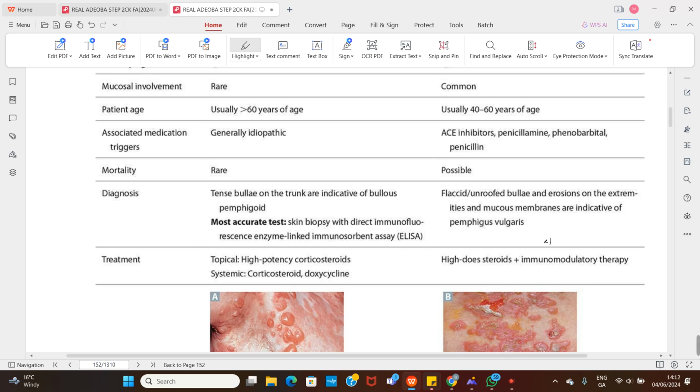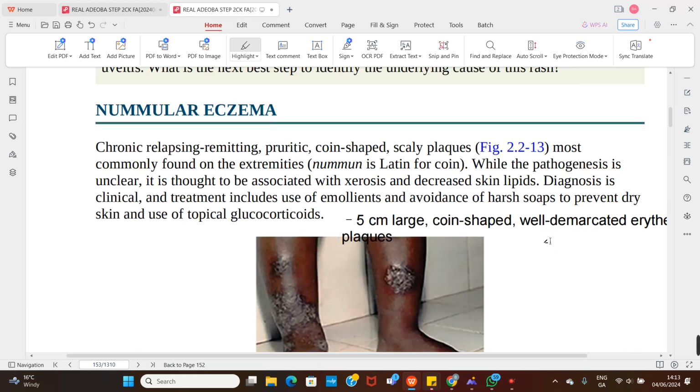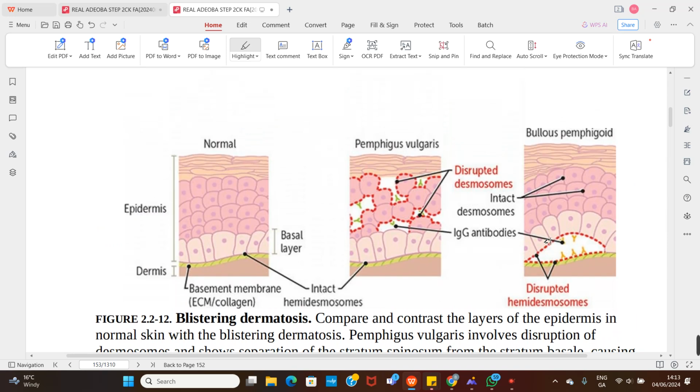But the most accurate test is to do your skin biopsy with direct immunofluorescence. So you have to do a fluorescence analysis after you do your biopsy, right? And what are you looking out for? So when you do your immunofluorescence, you are trying to look at the way the autoantibodies are arranged, right?